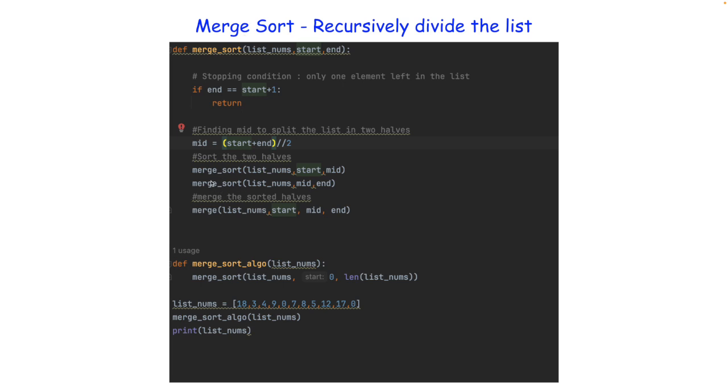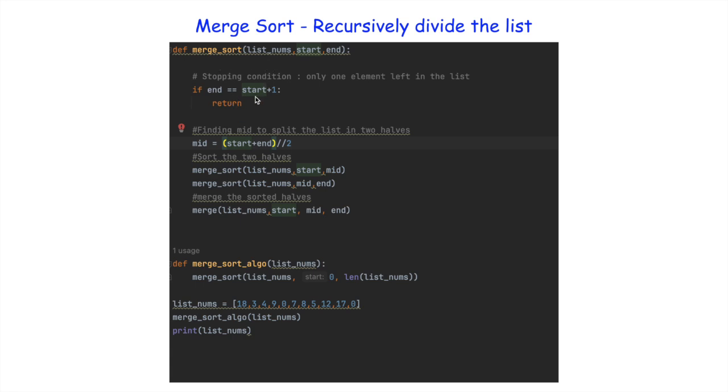But we are not creating another list here, and we are just sending the indices of the lists to be sorted. So the first list will go from start to mid and the second list will go from mid to end. For any recursive function, we also need to specify a stopping condition. So where do we stop recursing in this merge sort function?